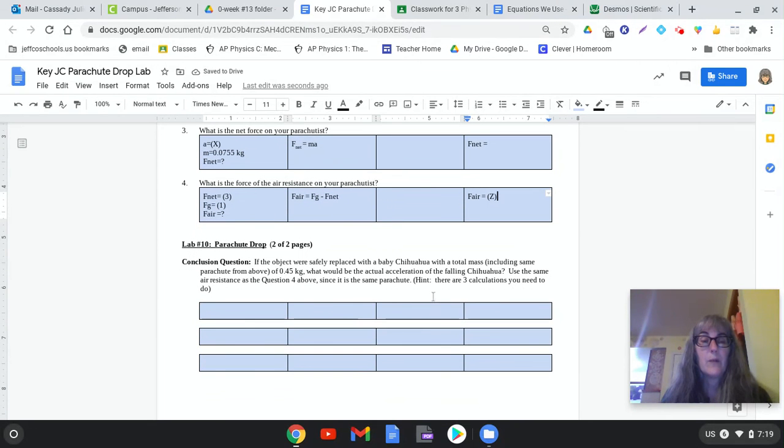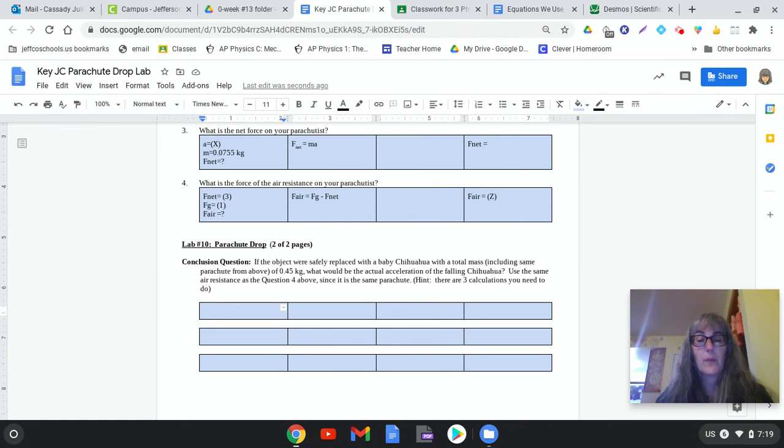So now the problem that you're going to be using on today's review. If the object, so our Einstein, were safely replaced with a baby chihuahua, and let's say that the baby chihuahua has a total mass of 0.45 kilograms, we want to know what the actual acceleration of the chihuahua would be. So it won't be 9.8, it'll be smaller because we'll be falling with a parachute, so air resistance will be a factor. We're going to use the same air resistance as we did in question 4 above, and then we're going to figure out what that net force is and then what the acceleration is.